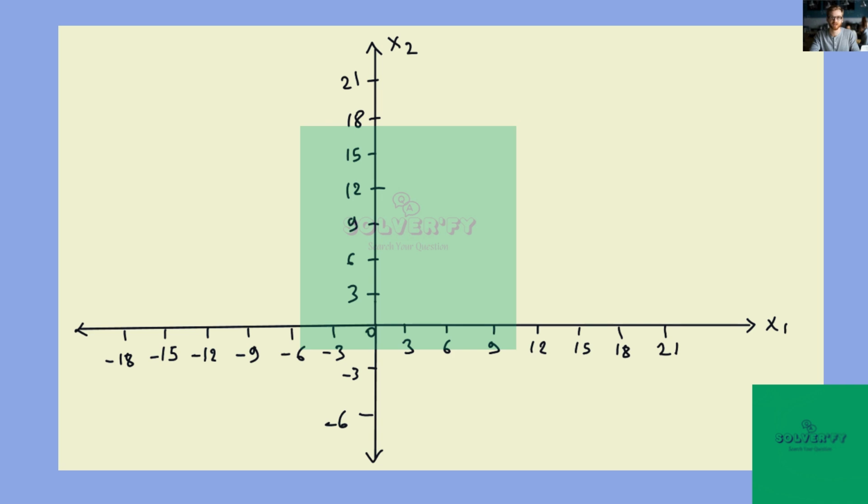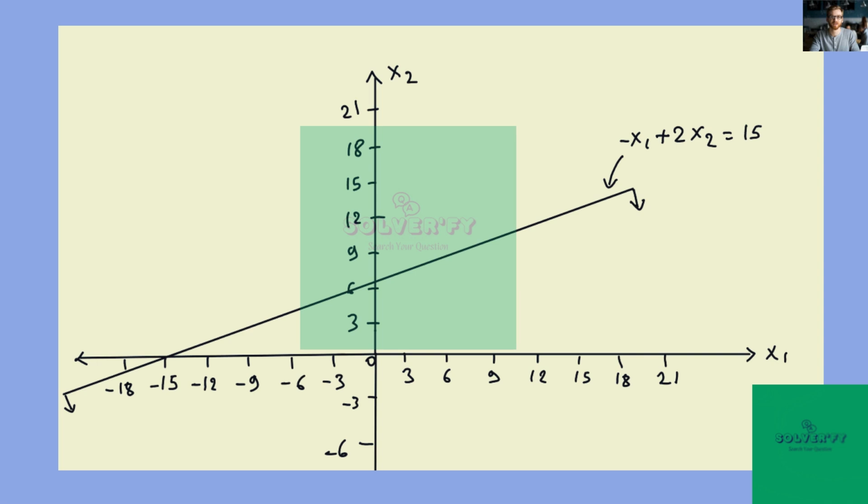Let's do that one by one. So, according to the first constraint, we get this line. This is the equation of this line, which we have written as equation 2. And the region below this is the region required.